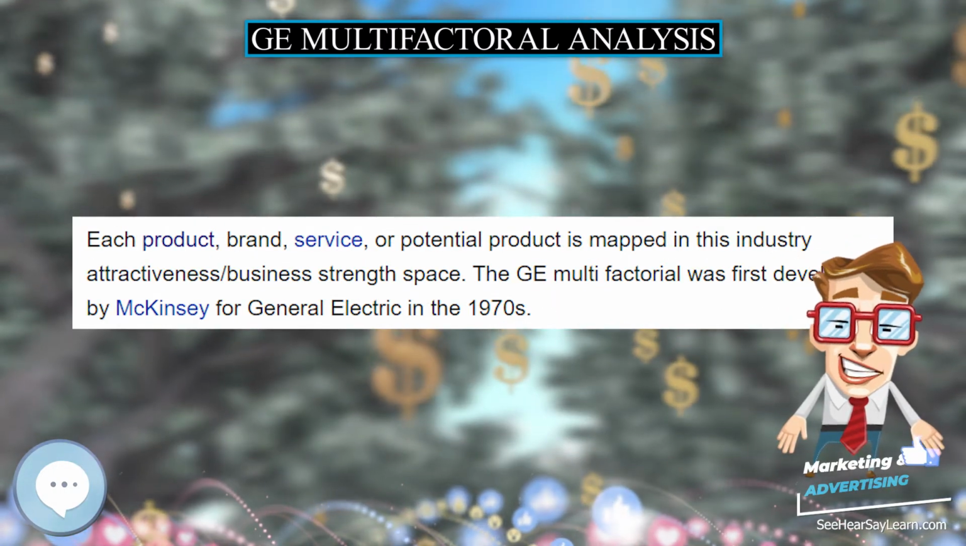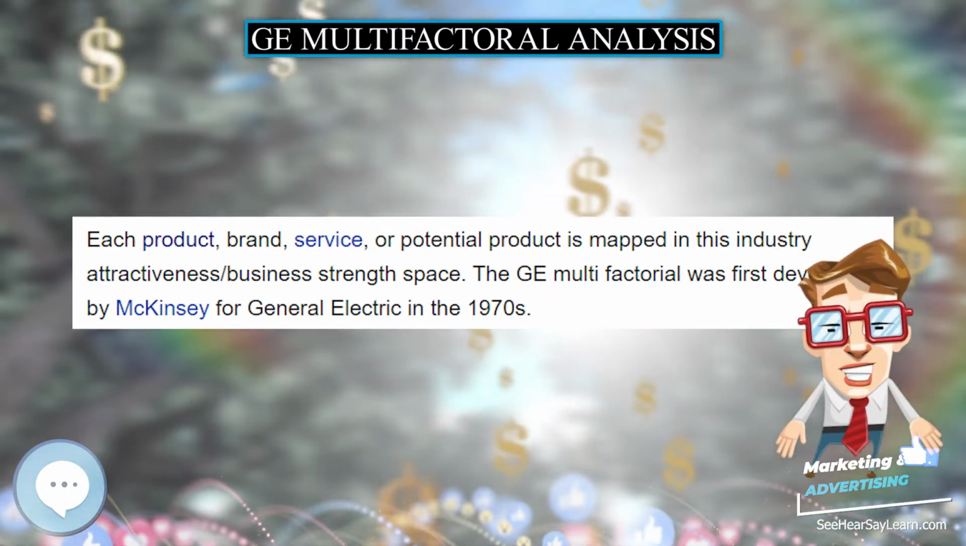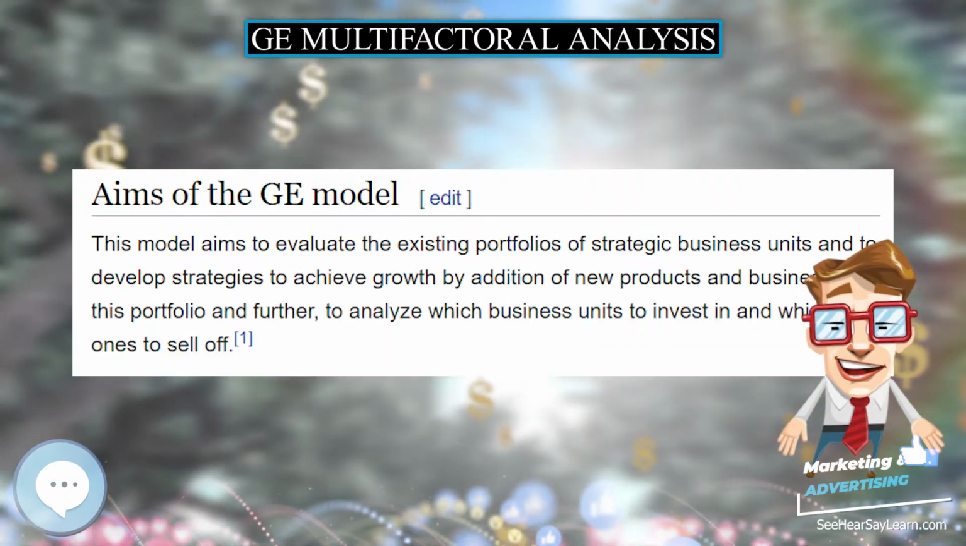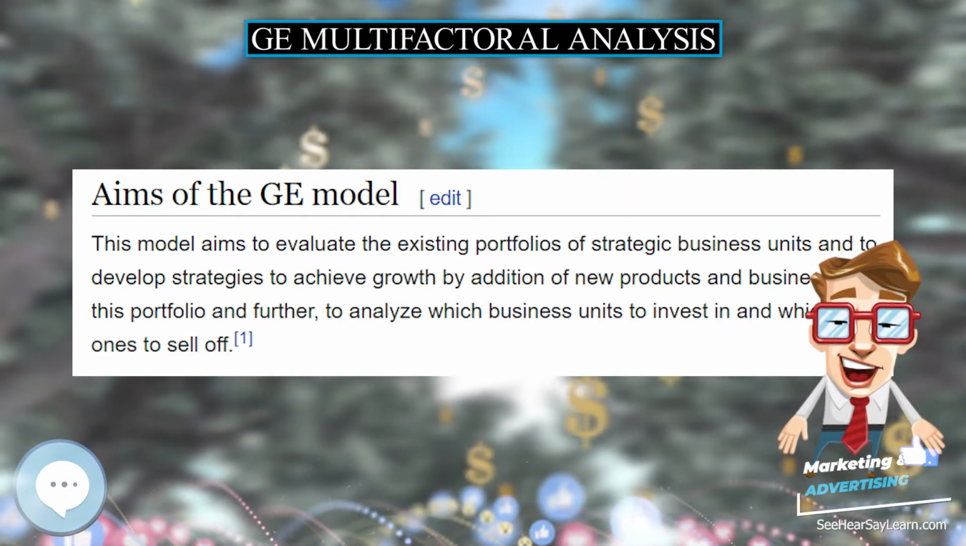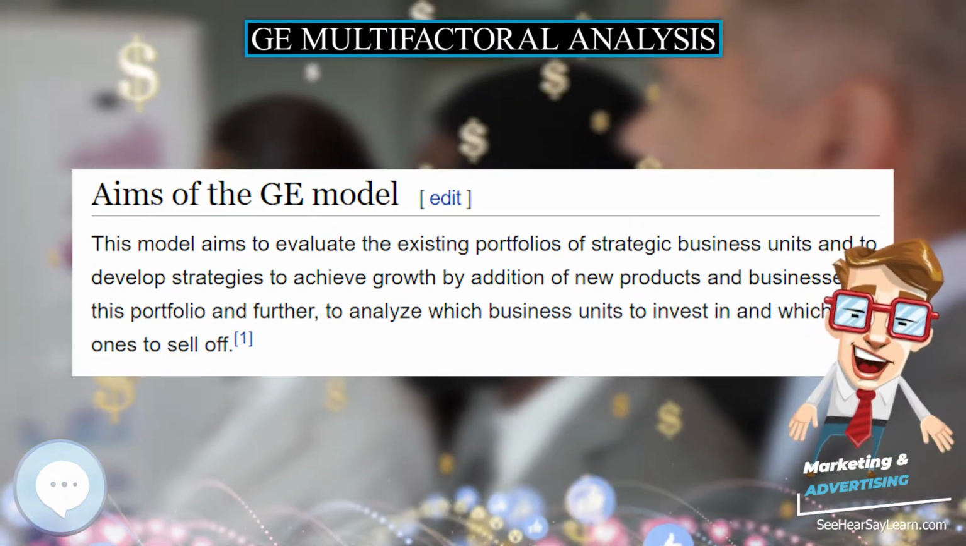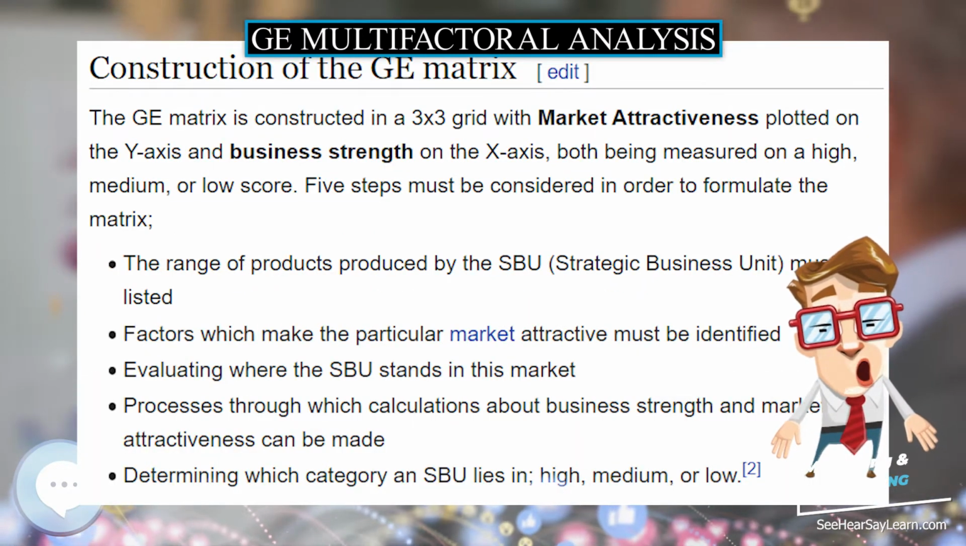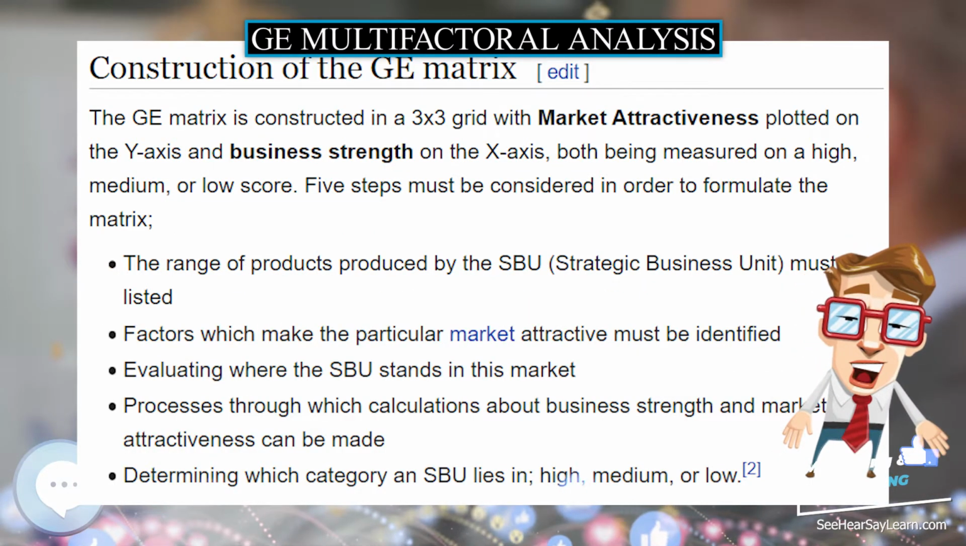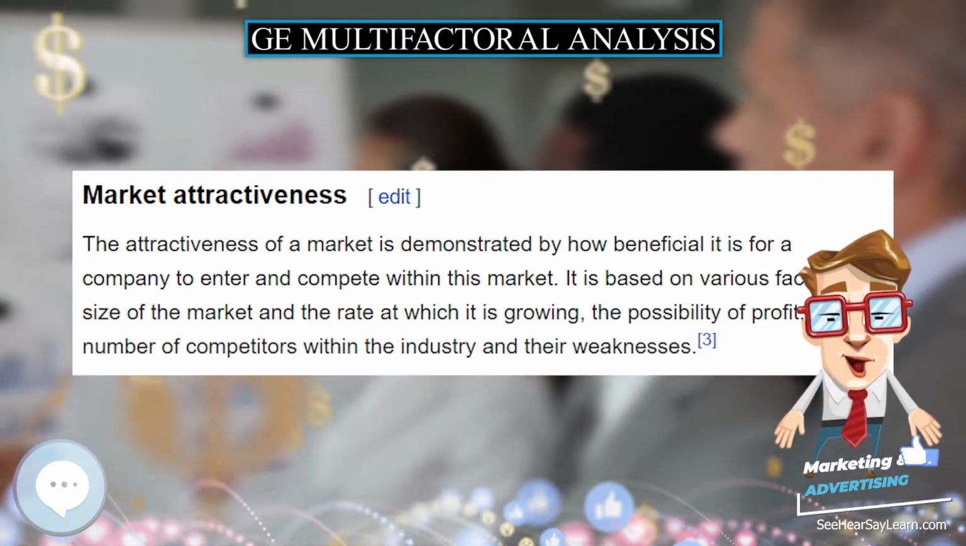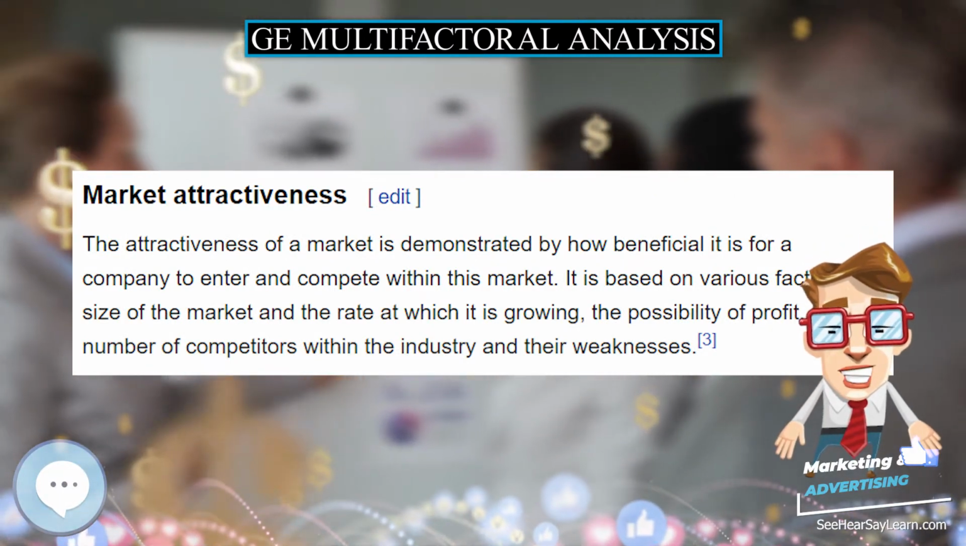Construction of the GE matrix. The GE matrix is constructed in a 3x3 grid with market attractiveness plotted on the y-axis and business strength on the x-axis, both being measured on a high, medium, or low score. 5 steps must be considered in order to formulate the matrix.